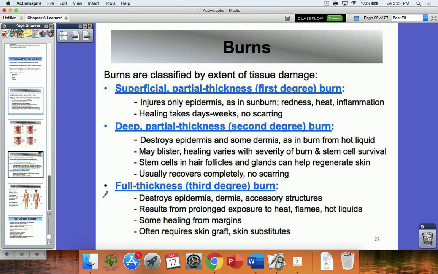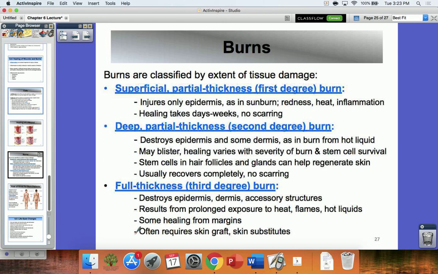Now a third degree burn. That's all the epidermis, all of the dermis, accessory structures like hair follicles. It may even, depending on how bad the burn is, go past the subcutaneous layer, maybe even the underlying fat tissue or muscle tissue. This will often require a skin graft.